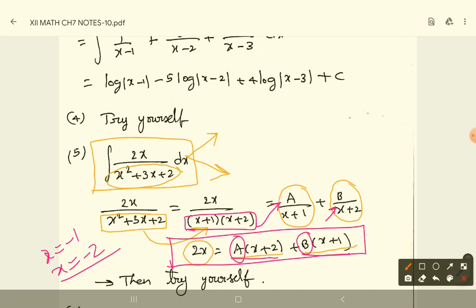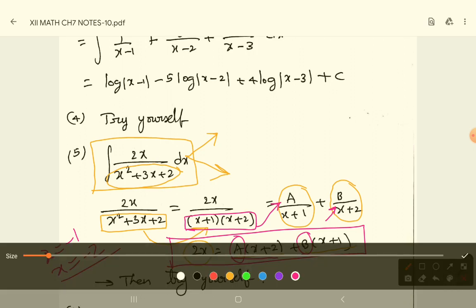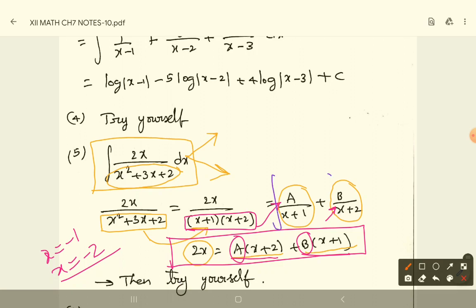After finding capital A and capital B, what do we do? We integrate these two, then we get the final answer. That's why I wrote it here. Then try it yourself.